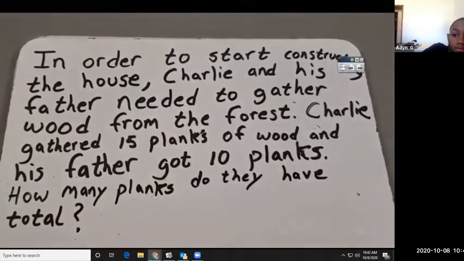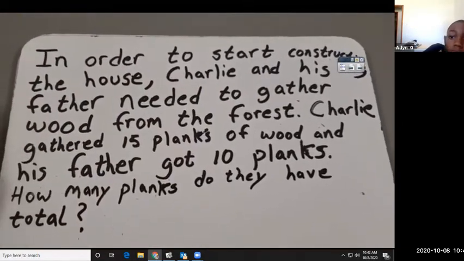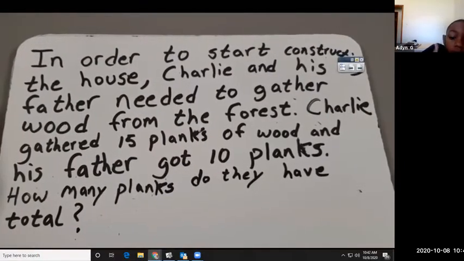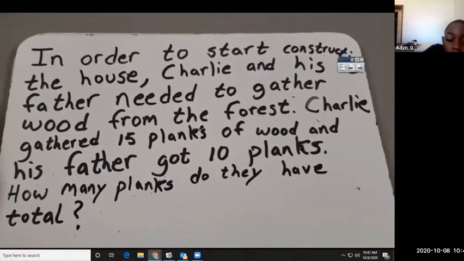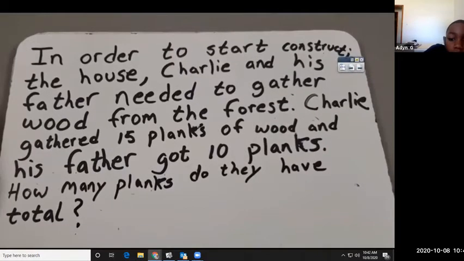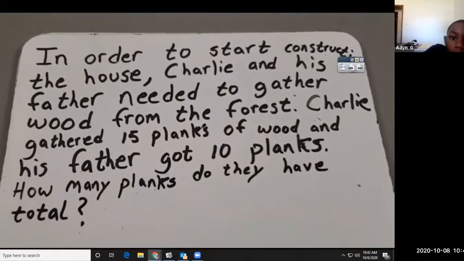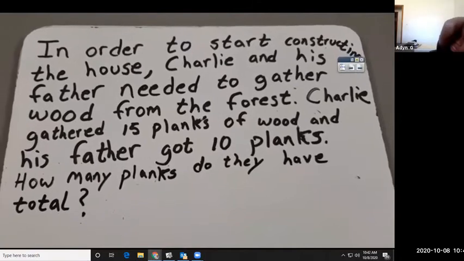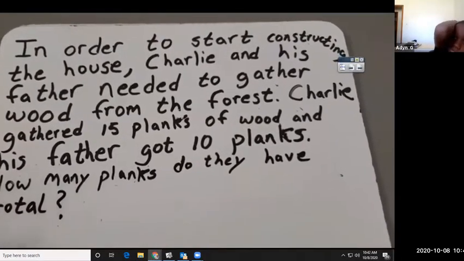In order to start constructing the house, Charlie and his father needed to gather wood from the forest. Charlie gathered 15 planks of wood, and his father got 10 planks. How many planks do they have in total? Now, that's a lot of words.